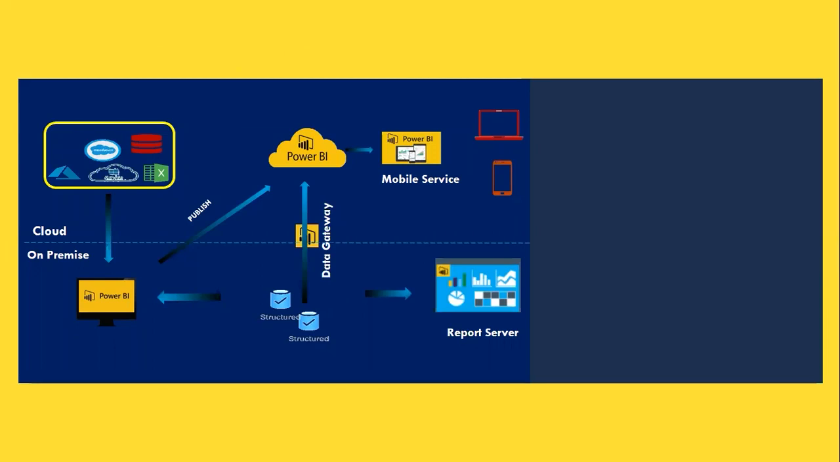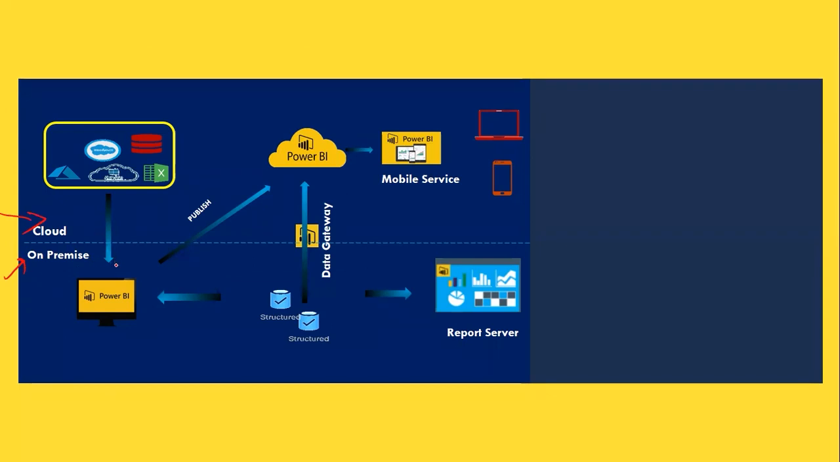Next, we will jump into the architecture of the Power BI environment. Now let's see how each component interacts, or talks, with one another. As you can see here in this architecture diagram, there are two sides of Power BI. One is the on-premise, the other one is the cloud.